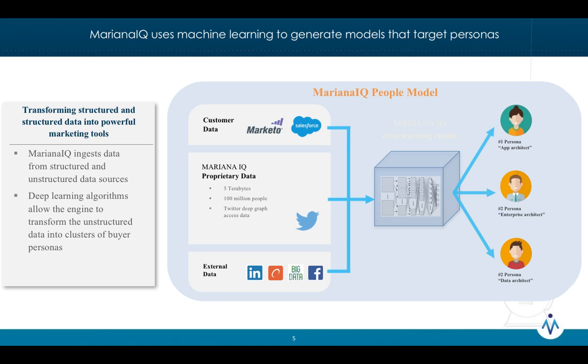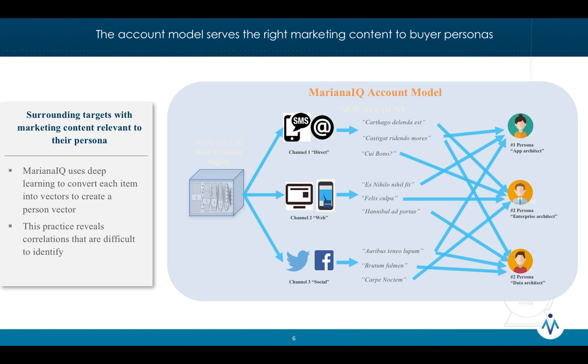By taking your data and integrating it with the data that we have, we can automatically create these persona models, which then helps us identify the people. Once we create the models, using the account model we identify a new account, and using the persona model we identify each of the individuals in a purchase committee within that account.